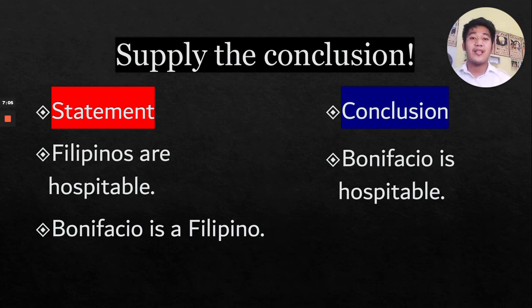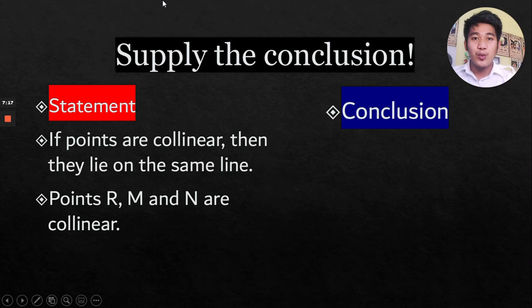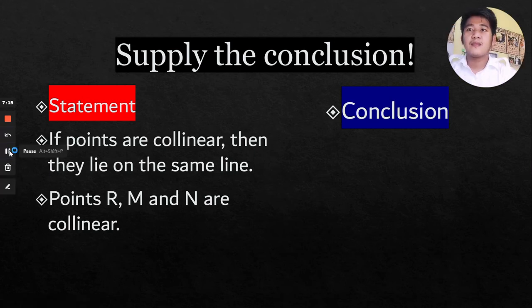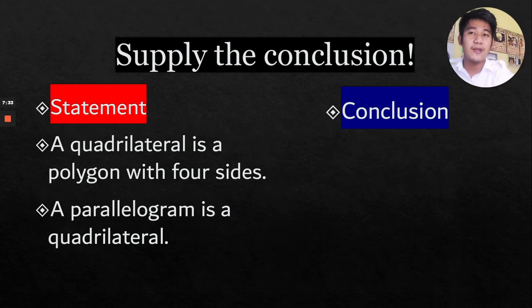This is a different reasoning. Another one. If points are collinear, then they lie on the same line. Now, points R, M, and N are collinear. What can you conclude? Alright, our conclusion is points R, M, and N lie on the same line since they are collinear. Let's continue with the third example.